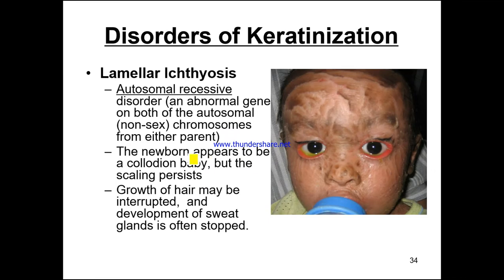Lamellar ichthyosis is an autosomal recessive disorder, with an abnormal gene on both of the autosomal non-sex chromosomes, one from each parent. The newborn appears to be a collodion baby, but the scaling persists. The growth of hair may be interrupted, and the development of sweat glands is often stopped.